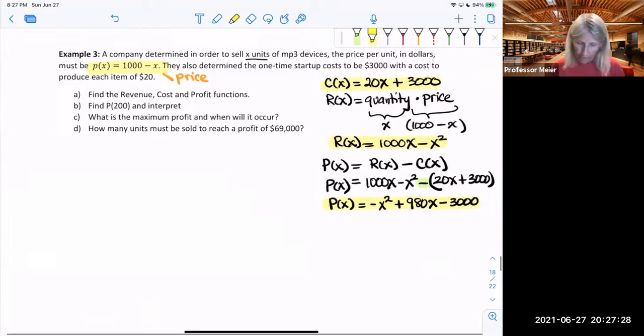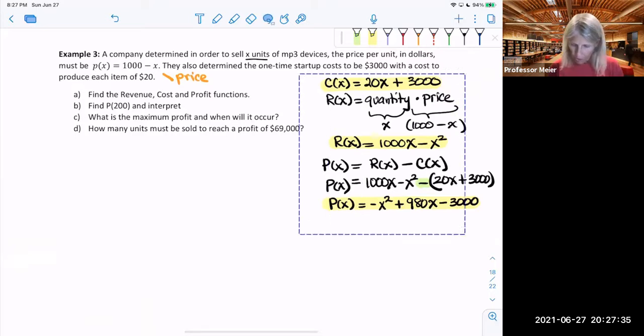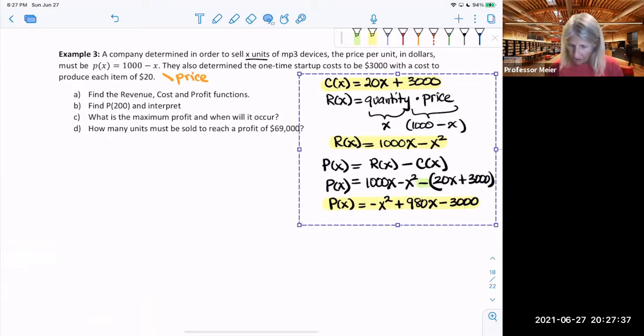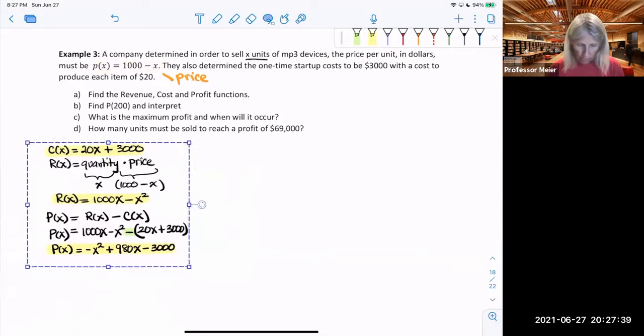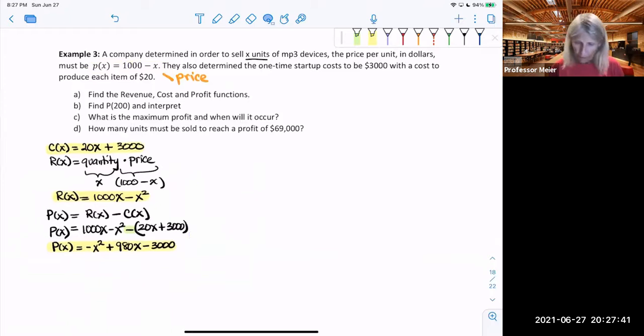Now, if you don't get those correct, none of the rest of the problem is going to work. So we have to really make sure that when we're finding these functions to get us going, we don't make any mistakes on them, right? Because they're key to all the rest of the problem. All right, so part A, we've got it. Part B, find P of 200 and interpret. Okay, that's not bad. That's just plugging in a number. All right, P of 200.